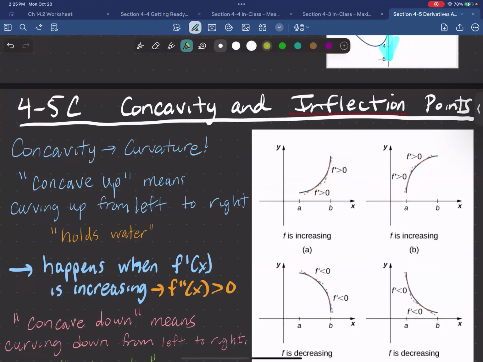I want a different color there. Let's do something that stands out a little bit better. It's curving upwards. If I went further and I keep curving, it's curving upwards like that. So we call this concave up. I tend to abbreviate this as CU.